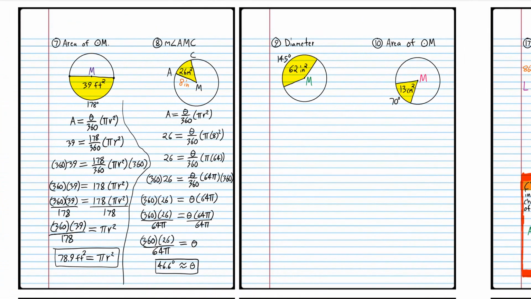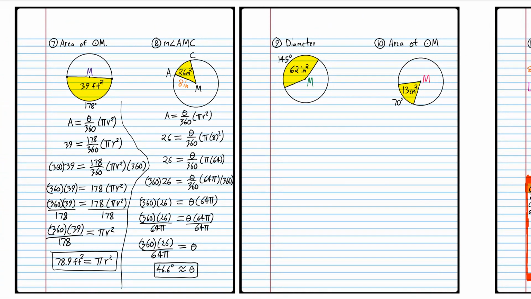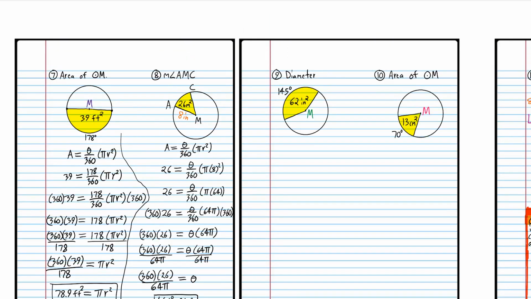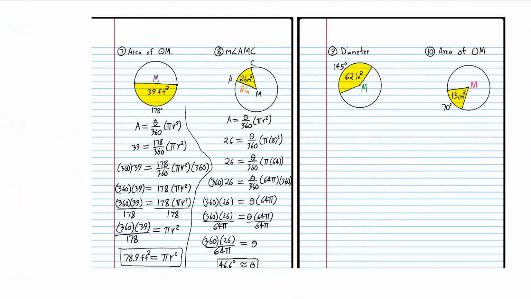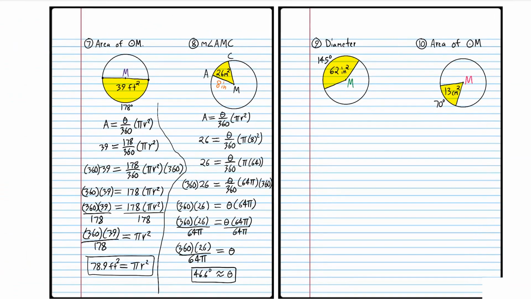I'm going to leave those in the window. Go ahead and try number 9. Now for number 9, we're looking for diameter. Now, remember, radius is half of diameter. So you're going to find radius with this formula here. And once you find radius, then you're just going to multiply it by 2, and that'll give you the diameter, because the diameter is double the length of the radius. So go ahead and try number 9, and when you come back, we'll do it together.